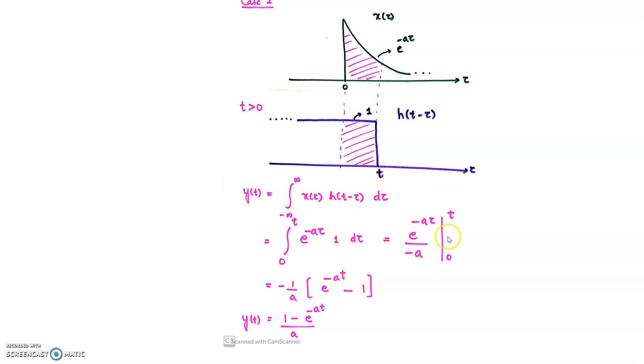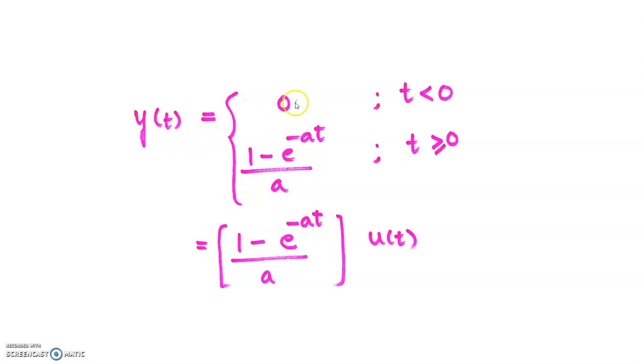Simplify this, integrate this, substitute the limits, then you get an equation for y of t, and this is for the condition t greater than 0. You move this t anywhere up to plus infinity, the overlap will not change, nor is the interval 0 to t going to change. Therefore, this will be the output equation y of t for t greater than 0. So what is your output y of t? It is 0 for t less than 0, and the value 1 minus e power minus a t by a for t greater than or equal to 0. In a compact form this can also be written as 1 minus e power minus a t by a into u of t.